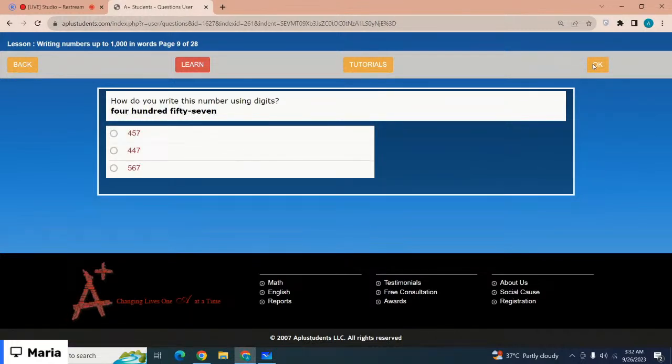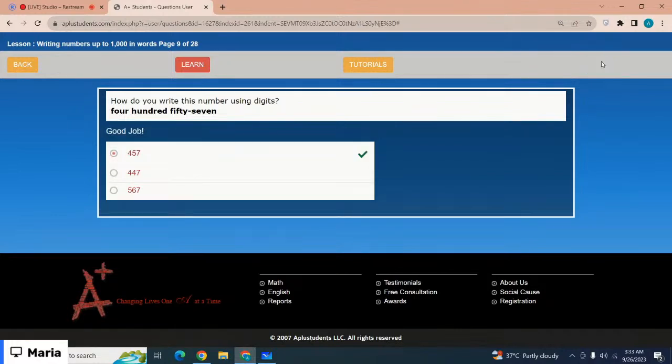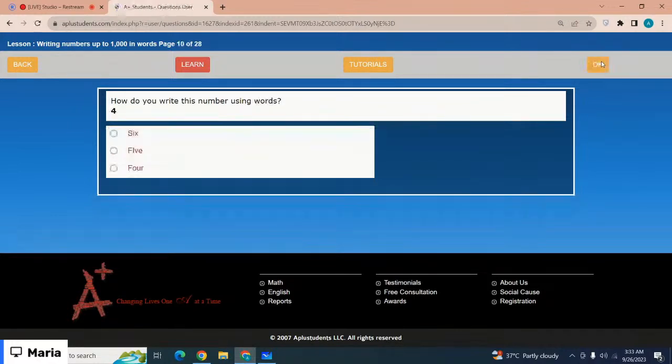How do you write the number using digits? 457, which is the correct option? 457, that means 4 is at the hundreds place. 57, 5 is at the tens, and 7 is at the ones. So that would be option number 1, right? Okay, how do you write this number using words? Which is the correct option?